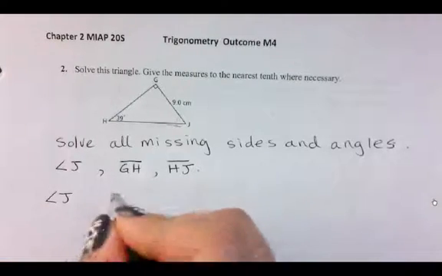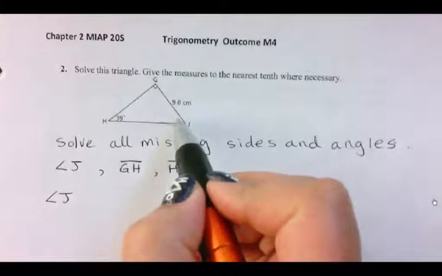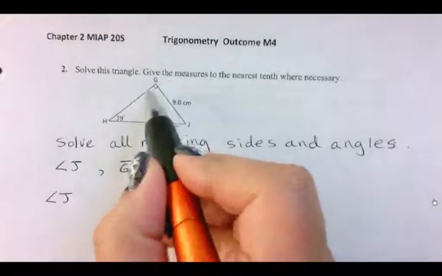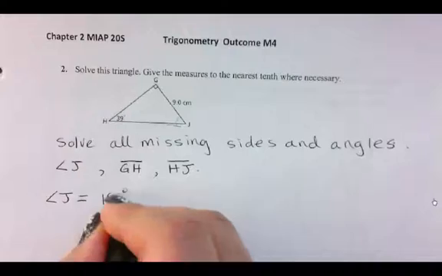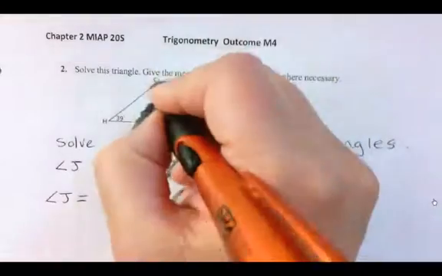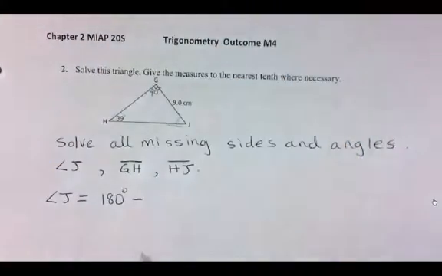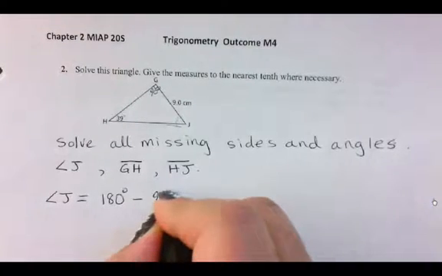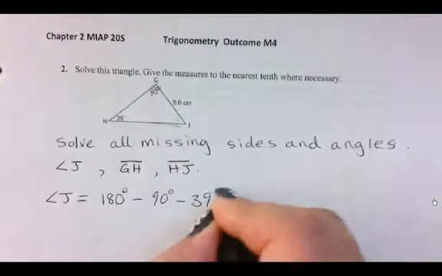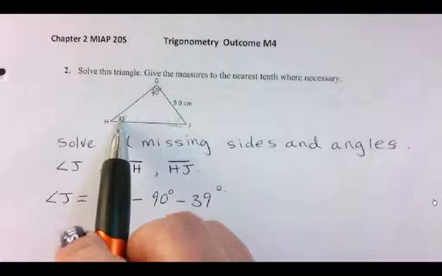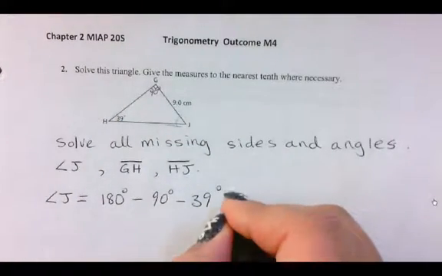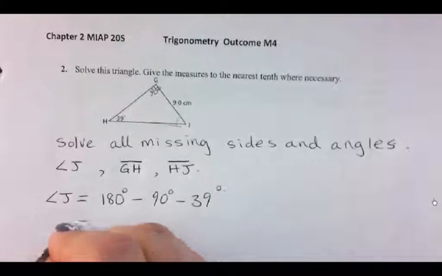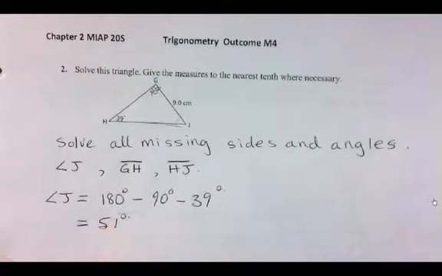Now we know a property of triangles is that the sum of the interior angles of all triangles add up to 180. So if we take 180 and we minus, and we know this little square represents 90, and we minus the 39 because that's the angle that we have right here for H, we get that angle J is equal to 51 degrees. All right.